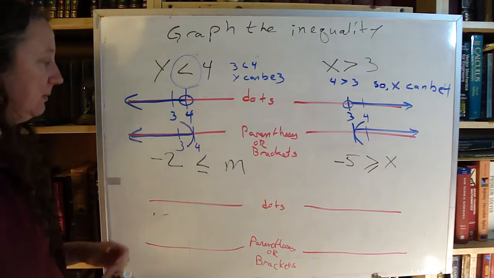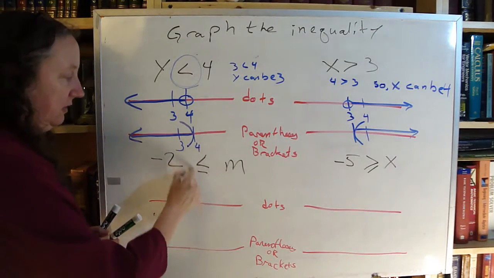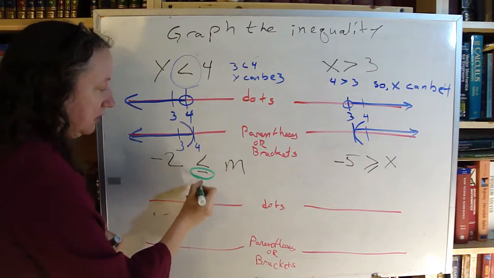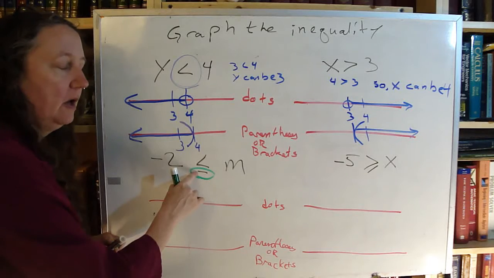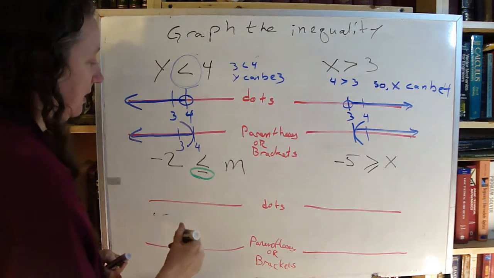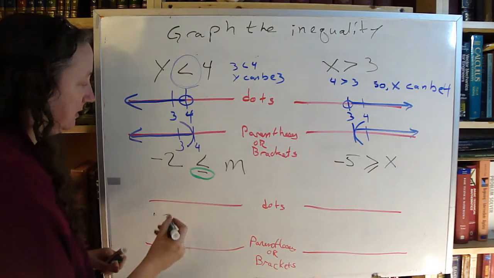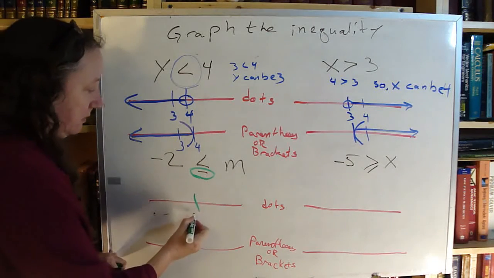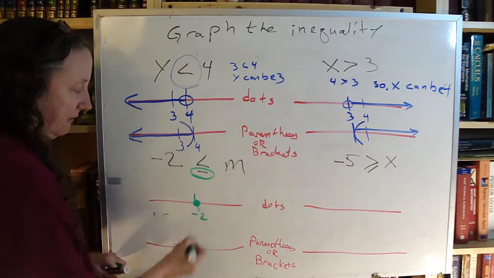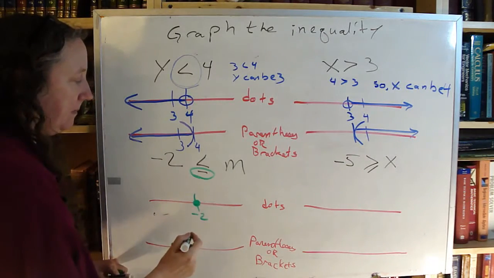Going down to the bottom two examples. The difference between this symbol here and that symbol there, this one has the less than or equal to. It has the equal to part on it. So that means wherever I put my dot, I'm going to fill in that dot. So I need to find -2. I'm asking for dots in this example, so I fill in my dot at -2. -2 is less than or equal to m.